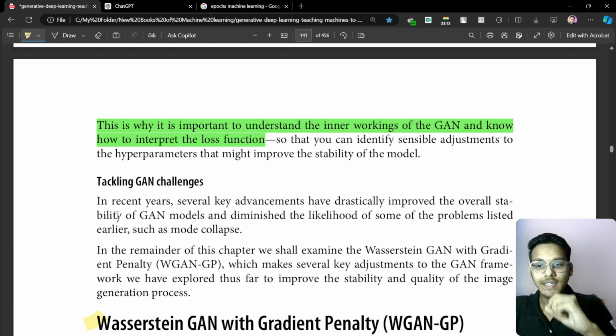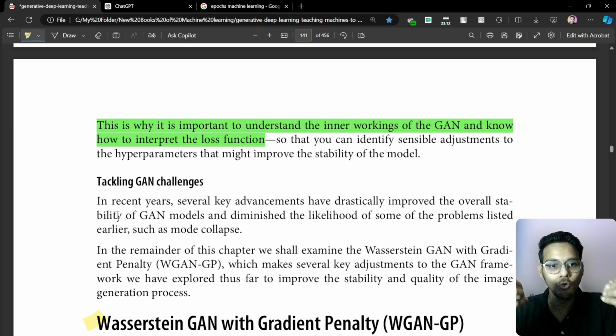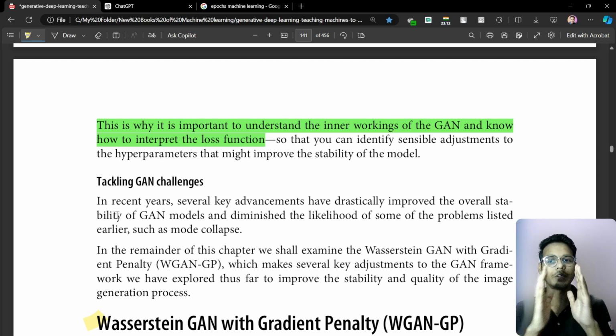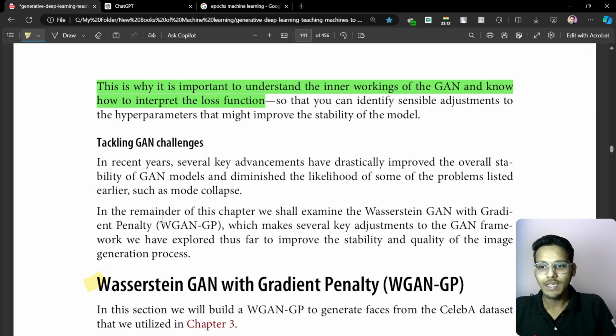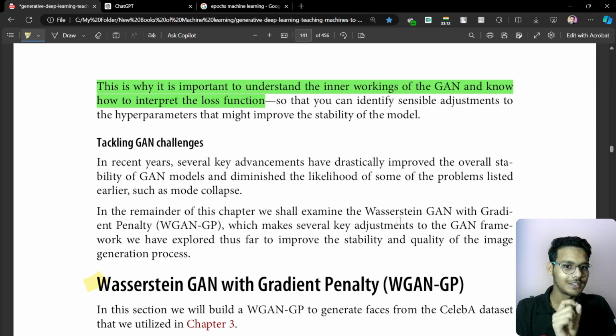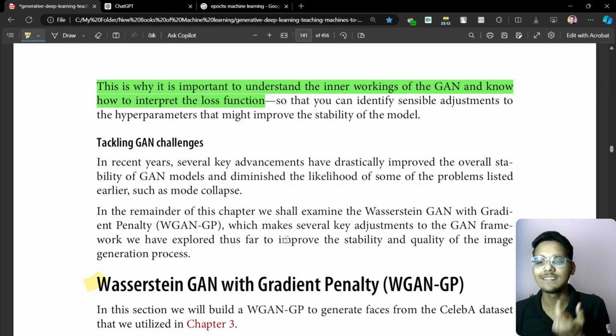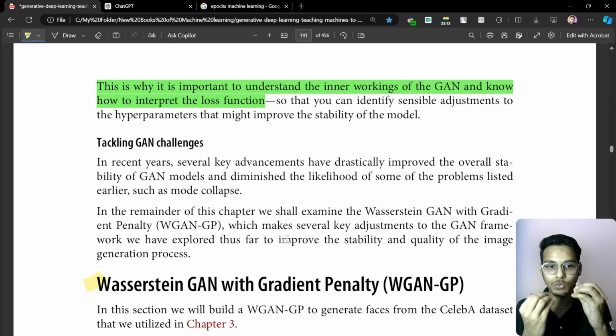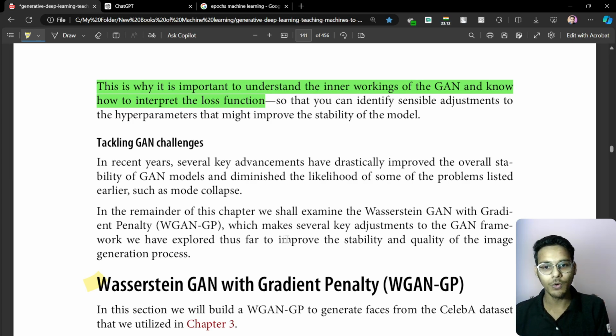Fine. In recent years, several key advancements have drastically improved the overall capability of GAN models and diminished the likelihood of some of the problems listed earlier, like mode collapse. So in the remainder of this chapter, we shall examine the Wasserstein GAN with gradient penalty, WGAN-GP, which makes several key adjustments to the GAN framework we have explored thus far to improve the stability and quality of images.